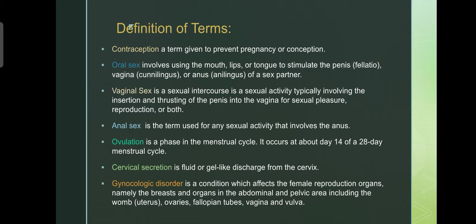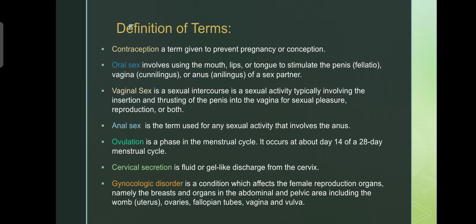Ovulation is a phase in the menstrual cycle. It occurs at about day 14 of a 28-day menstrual cycle. Cervical secretion is a fluid or gel-like discharge from the cervix. Gynecologic disorder is a condition which affects the female reproductive organs, namely the breast, and organs in the abdominal and pelvic area, including the womb or the uterus, ovaries, fallopian tubes, vagina, and the vulva.